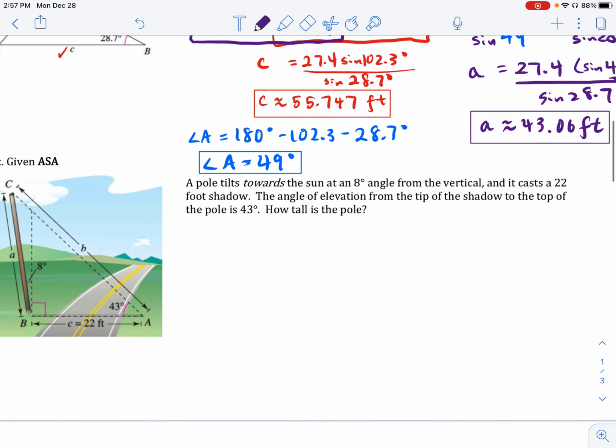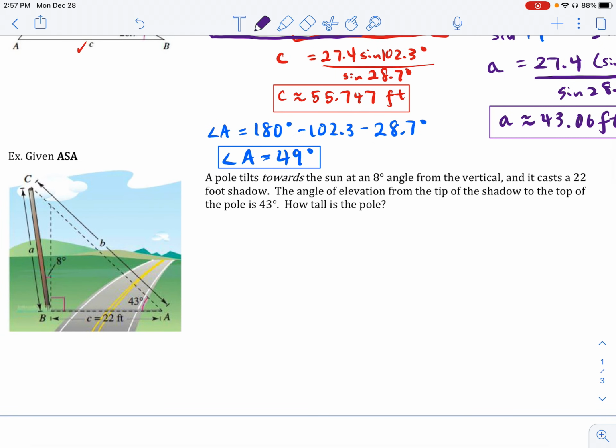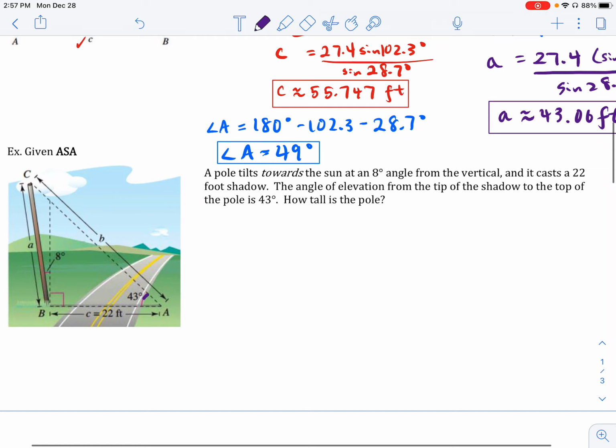Let's go ahead and look at an ASA case. And again, in this problem here, we know that we're given an ASA case because of the given information. We are given this angle here. We are given this specific side. So we have ASA. And the third thing that we're given, and at first it may not be super obvious, but we can say that this angle here is also given to us because we know it's 8 additional degrees to a 90-degree angle. So altogether, this would be a 98-degree angle.